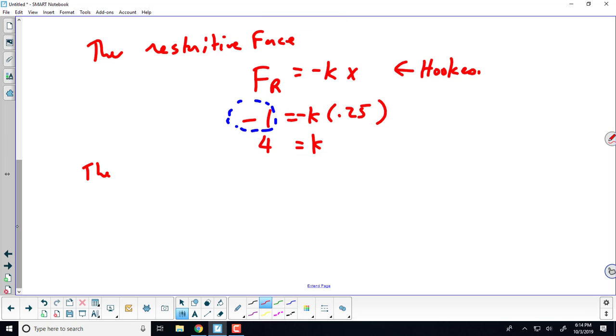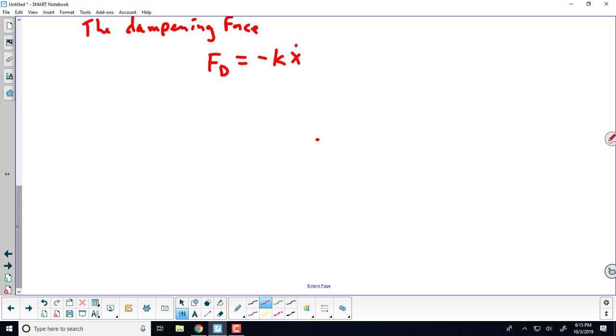The dampening force due to dampening is opposite and directly proportional to the velocity. And you've probably seen that if you have seen drag forces in physics. We usually have it being proportional to the velocity. So this is equal to -k times x dot. I don't think that's anybody's law. Nobody came up with that as a law. It's just stated.